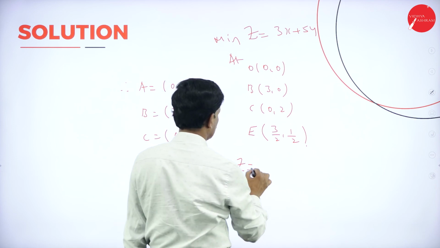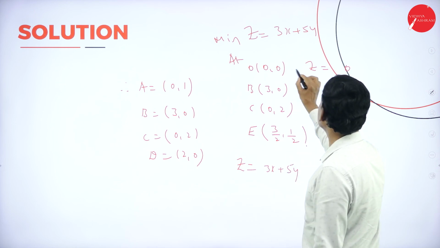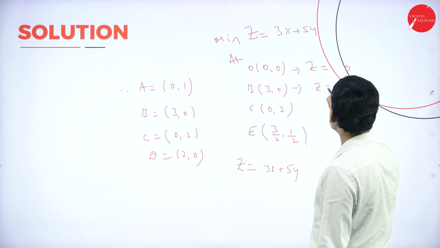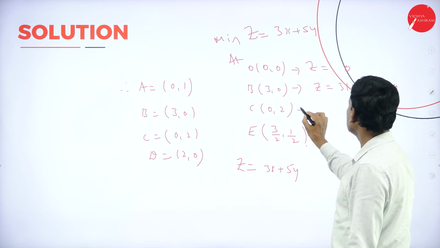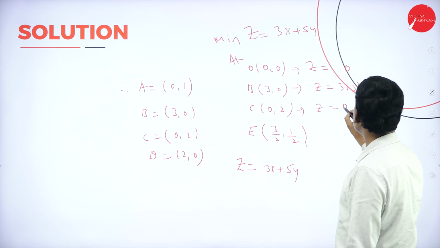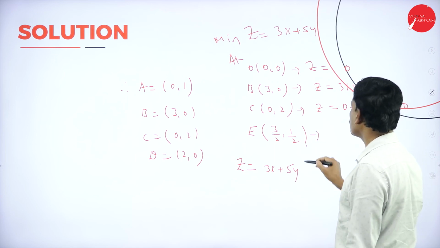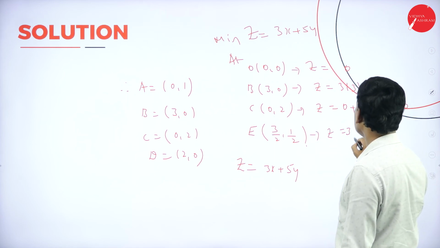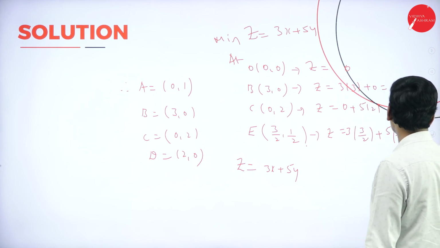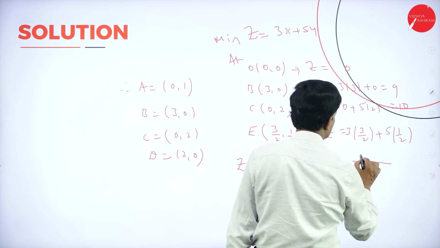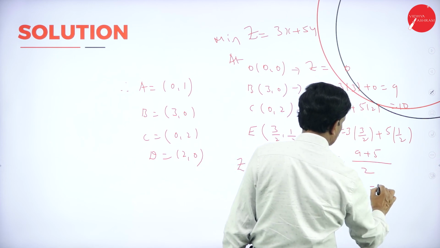At 0, Z is equal to 0. At B, Z is equal to 3 into 3 plus 0, which is equal to 9. At C, Z is equal to 0 plus 5 into 2, it is 10. At E, Z is equal to 3 into 3 by 2 plus 5 into 1 by 2. Take 2 as the LCM: 3 threes are 9 plus 5, this is 14 by 2, which is equal to 7.